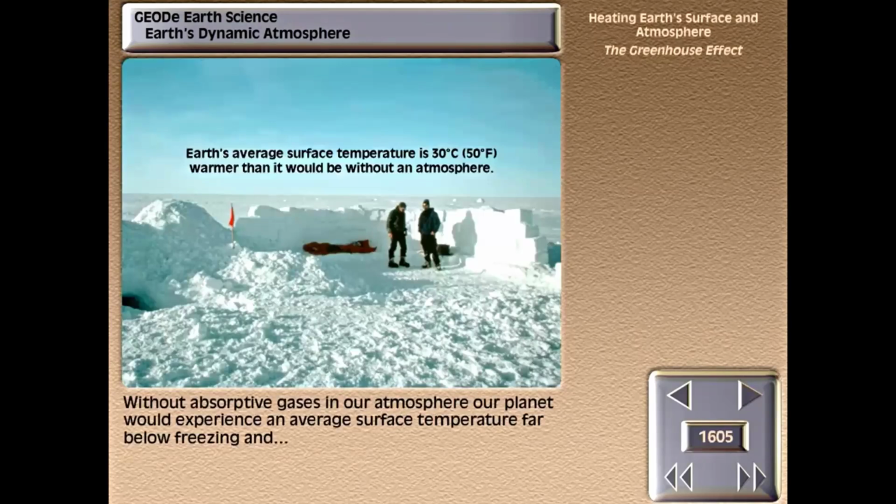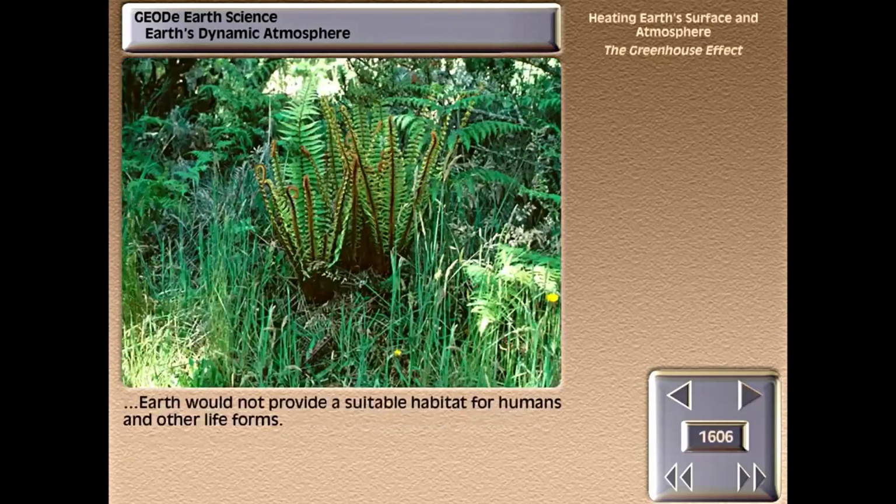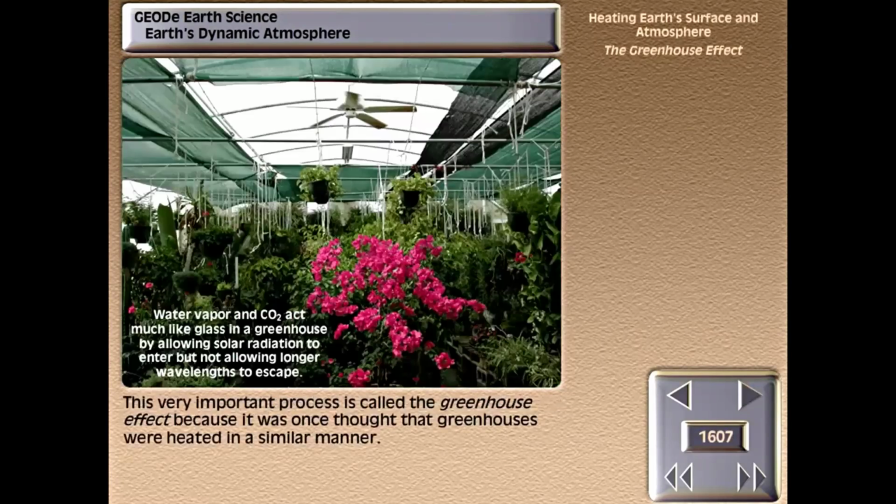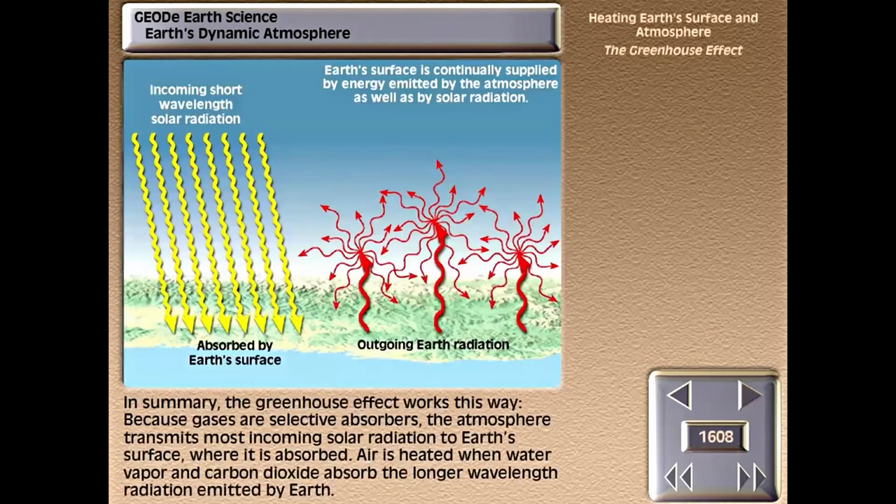Without absorptive gases in our atmosphere, our planet would experience an average surface temperature far below freezing, and Earth would not provide a suitable habitat for humans and other life forms. This very important process is called the greenhouse effect because it was once thought that greenhouses were heated in a similar manner. In summary, the greenhouse effect works this way.